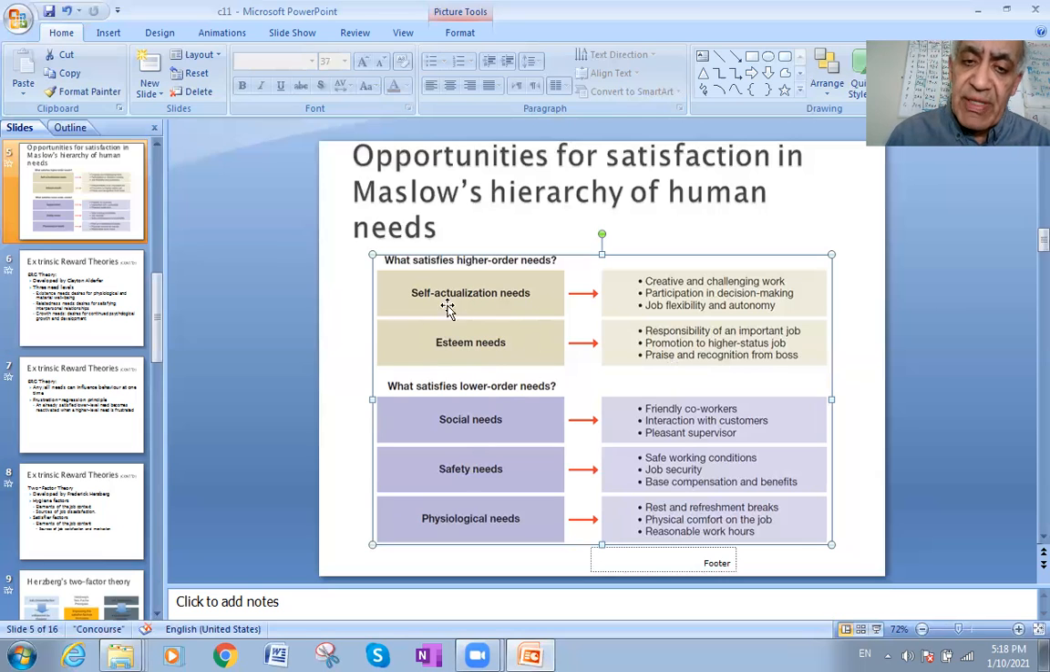And those two, by the way, are higher order needs. Those three are lower order needs, and those two are higher order needs. So, self actualization will happen through a work that you will create for them as a manager. You will create for them a challenging environment of work.